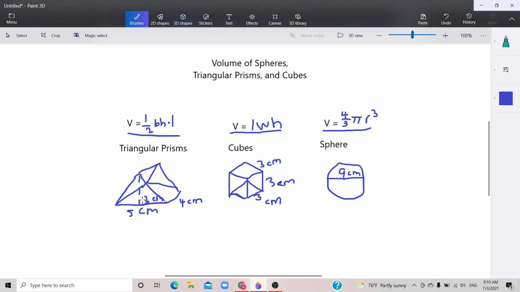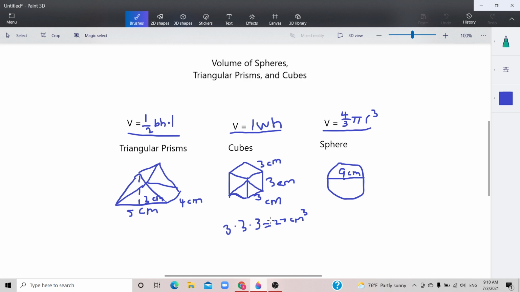Okay, so first let's go to cubes because that seems to be the simplest one. So it's just length times width times height, and because a cube is just multiple squares, all of the sides are the same length. So here there's 3, 3, and 3 centimeters, and so we just multiply that. So we get 3 times 3 times 3, which is 27 centimeters cubed because it's a 3D shape.